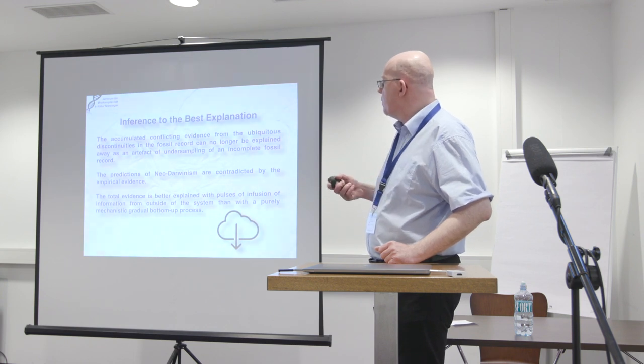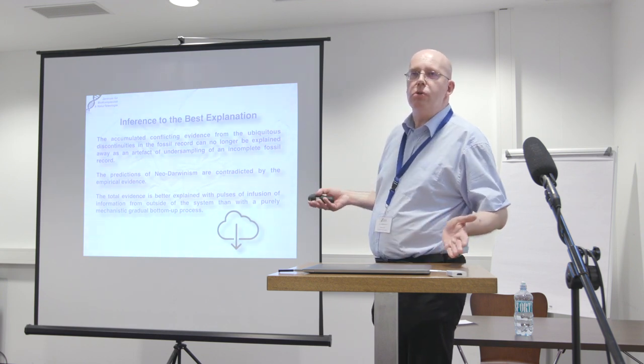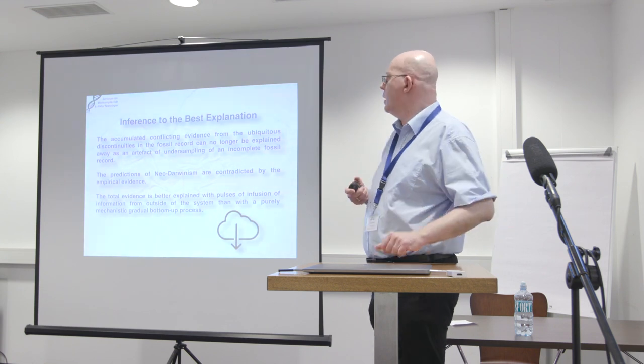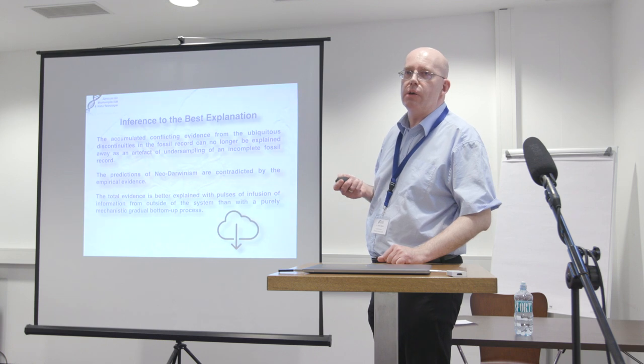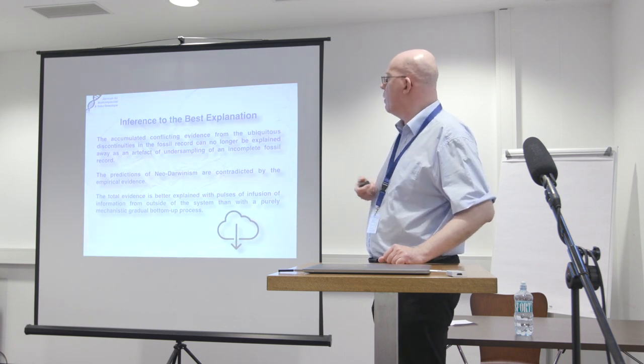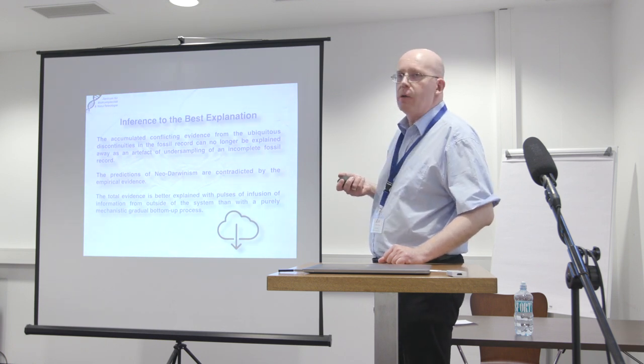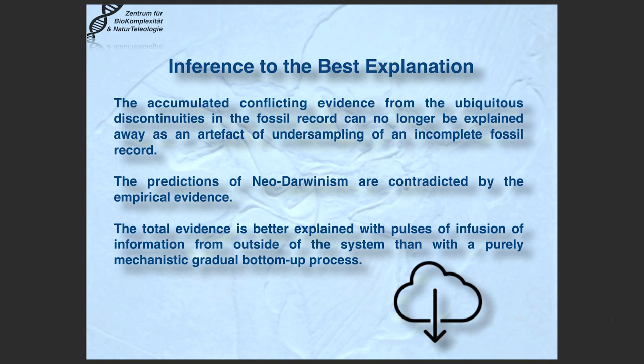And to finish my talk, if we look into the past and make an inference to the best explanation, we can certainly now say with our knowledge that we cannot explain away all this conflicting evidence anymore with the artifact hypothesis, that is, an undersampling artifact of an incomplete fossil record. That's no longer true. So the evidence clearly falsifies key predictions from the Neo-Darwinian theory, and then we can ask what explains the evidence better.